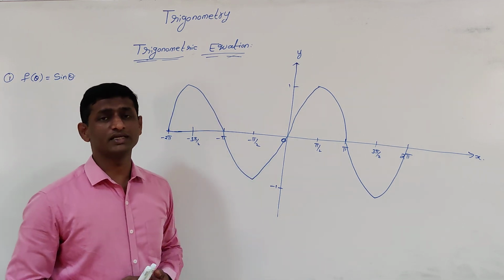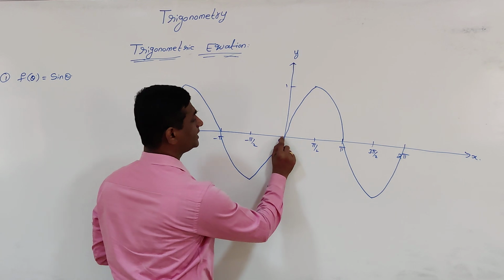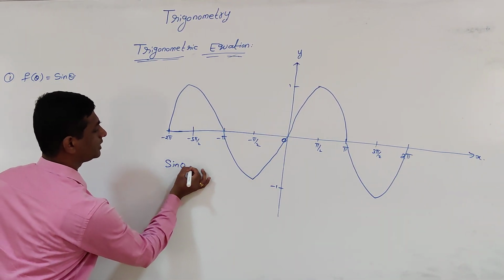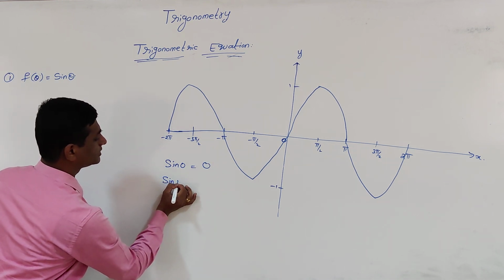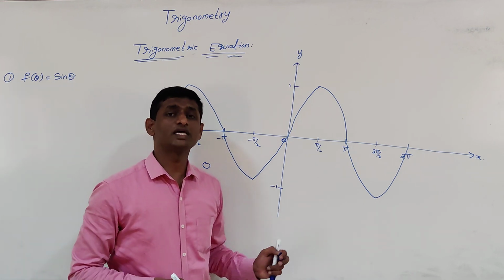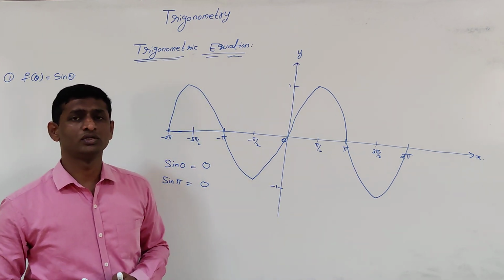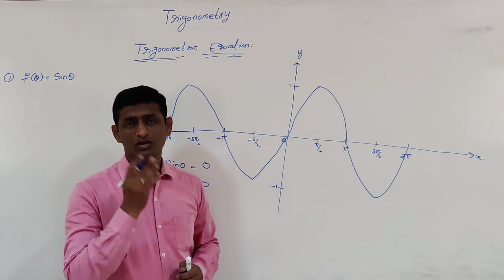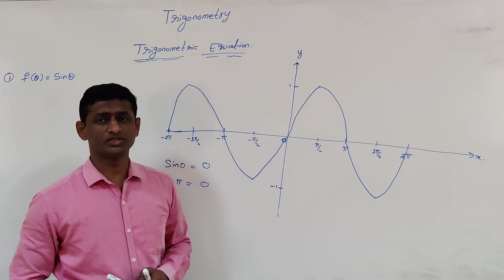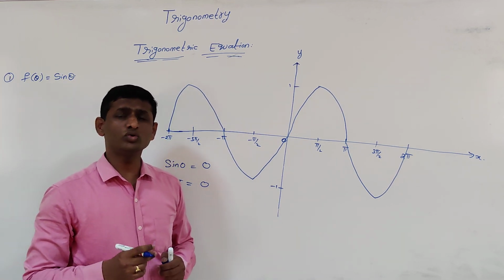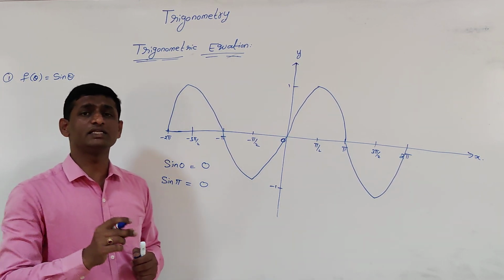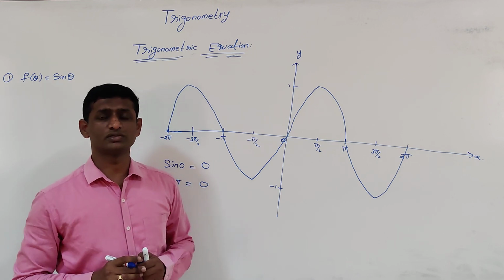But coming to sin theta, if I go for sin 0 and sin pi, sin 0 is 0, sin pi is also 0, but 0 and pi are distinct, yet they have the same image. So sin theta is not a 1-1 function. If it is not a 1-1 function, it is not a bijection. But how do we make sin theta a bijective function?